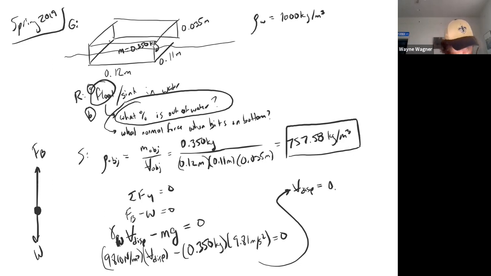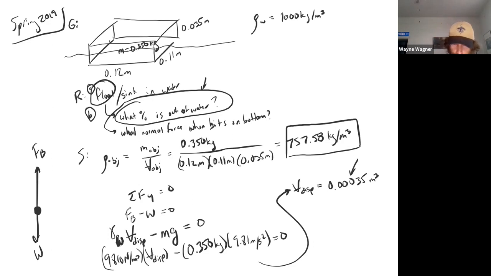Oh, I got 0.00035 cubic meters. Okay, so that's the volume displaced. And what I want to do, because what I'm looking for is what percent is out of the water. So this is the volume that's in the water.